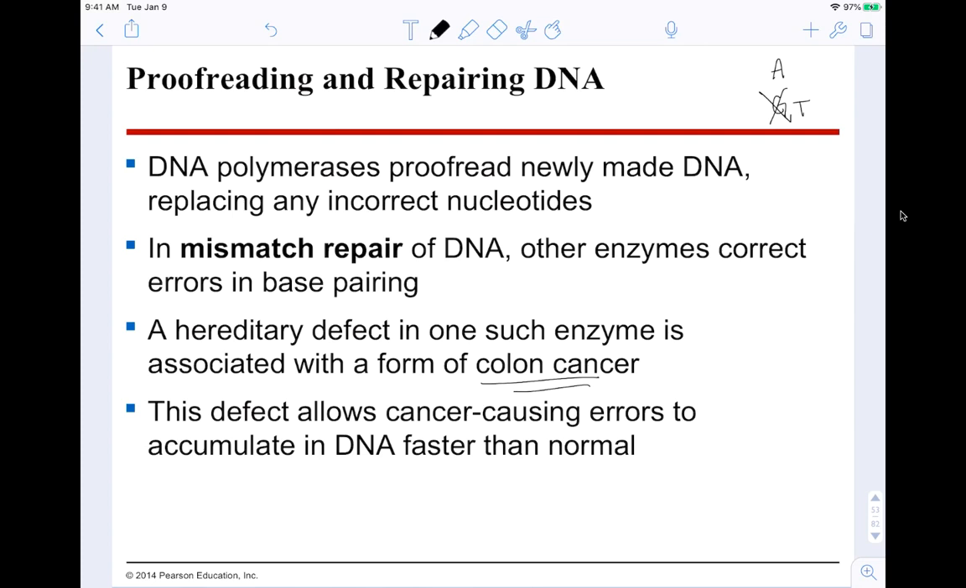Anyway, there is a defect in one such enzyme that's associated with a form of colon cancer because of this mismatch that cannot be repaired correctly. And this defect allows cancer-causing errors to accumulate in DNA faster than normal. So typically, like I said, DNA polymerase is really great at making sure that it doesn't make mistakes, and if it does, it has the opportunity to go back and fix them. But if you have some sort of defect in the proofreading enzymes that can go back and edit the DNA to make sure that you're A-okay and good to go, then that's what's going to cause cancer, because you're going to have all these different mutations occurring.